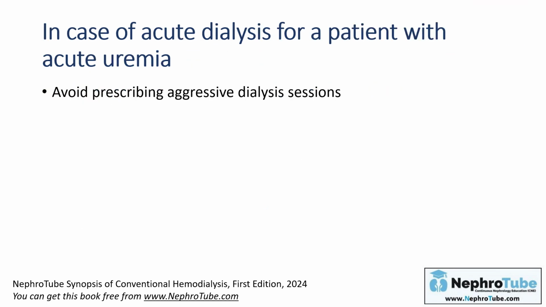Let's talk about how to prevent disequilibrium syndrome in patients who are acutely dialyzed and who present with acute uremia. We mentioned before that disequilibrium syndrome is common in acute patients who are aggressively dialyzed, because aggressive dialysis will cause rapid diffusion of urea with rapid decrease in the intravascular osmolarity, and also rapid diffusion of bicarbonate. So you have to avoid aggressive dialysis sessions.